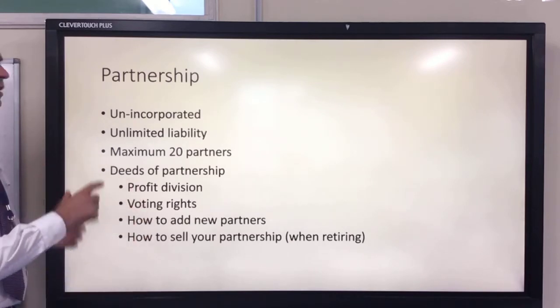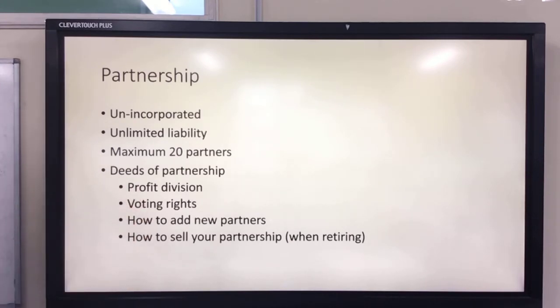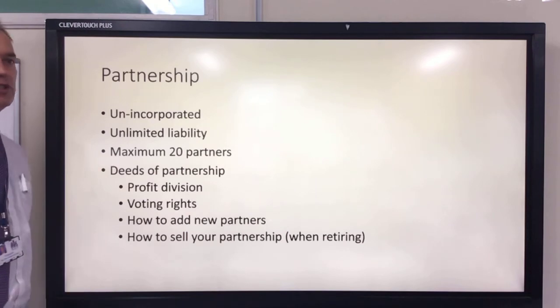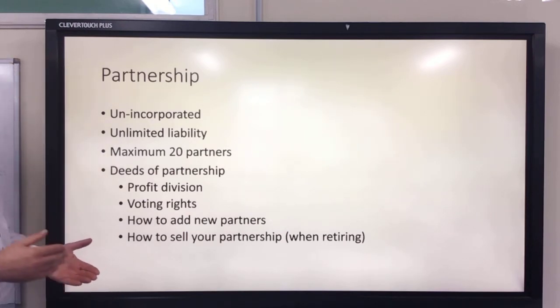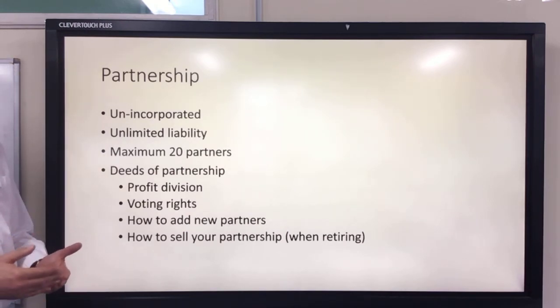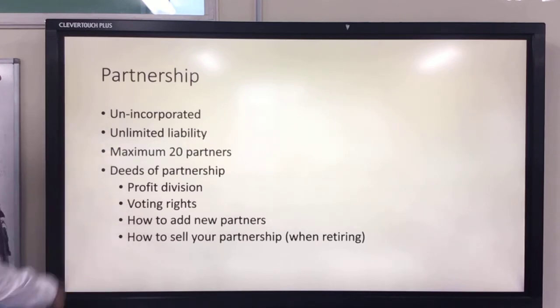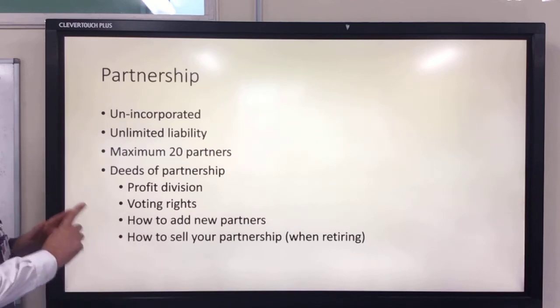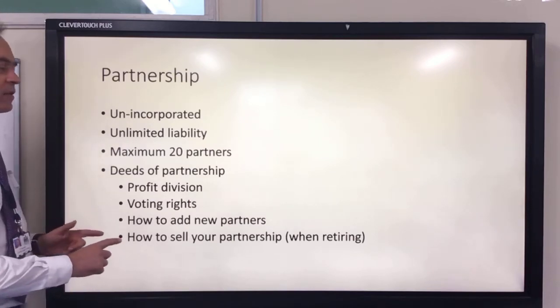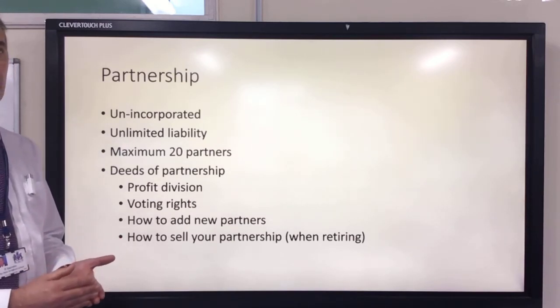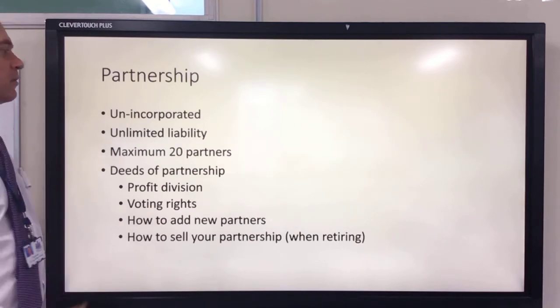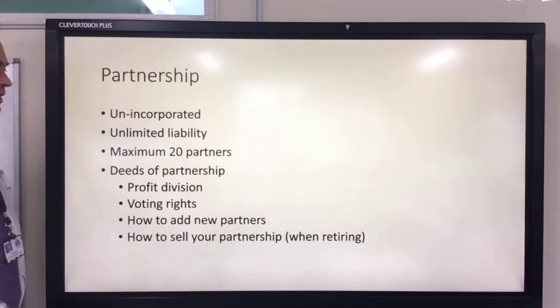There is a little bit of paperwork before getting started, and that's to do the deeds of partnership where, by default, every partner should be equal, but then in the deed of partnership you can have junior partners, senior partners. Most importantly, you can decide how you would sell your partnership if it's time to retire. So that's an important decision process there.